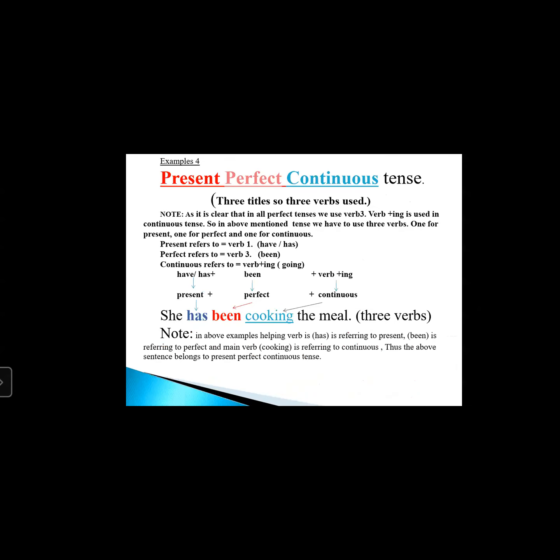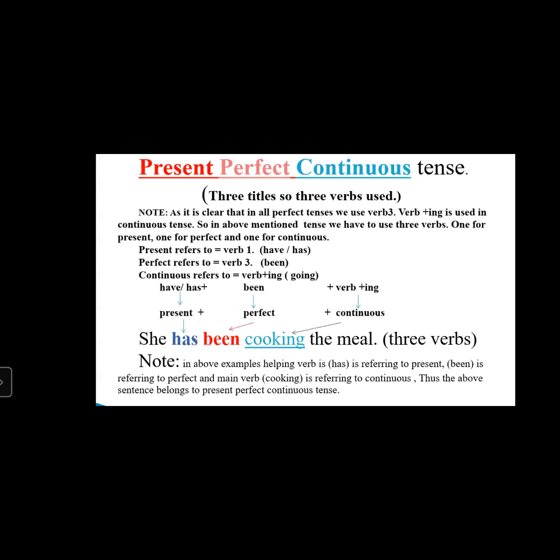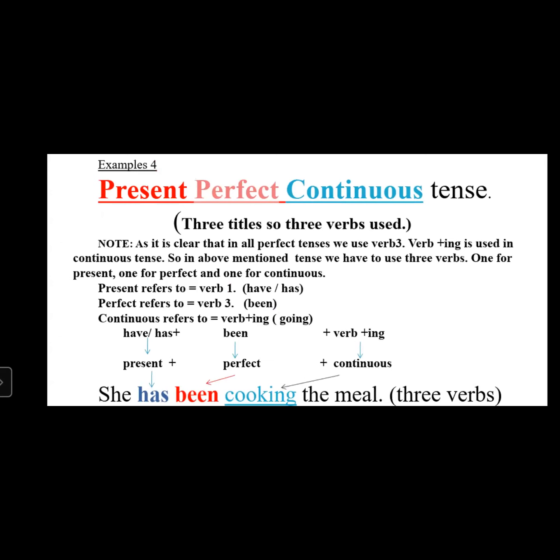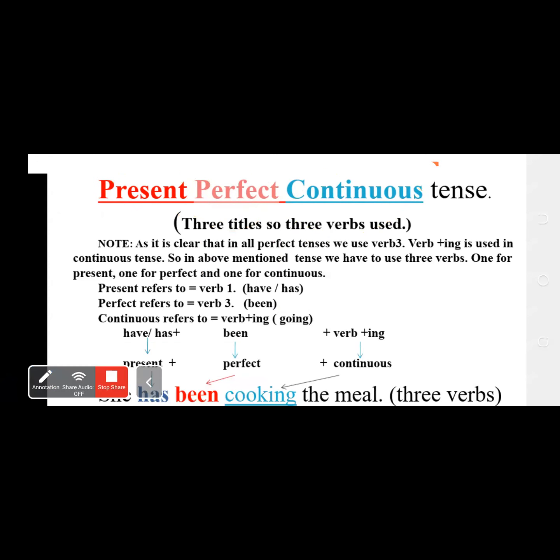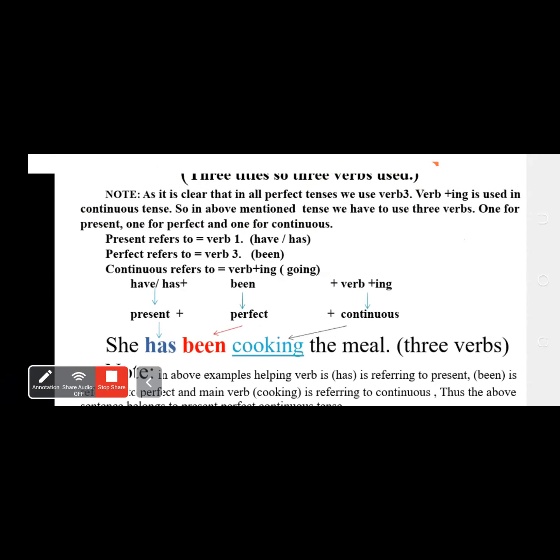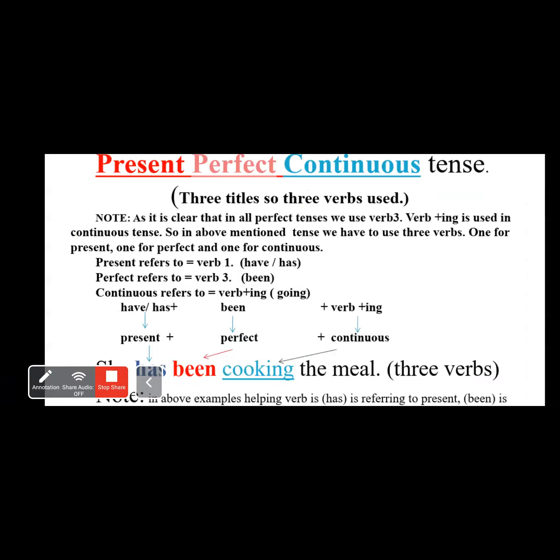Now here we go for present perfect continuous. तो यहाँ पर हमें किन किन verbs की जरूरत होगी? We will need three verbs: one for present, one for perfect, and one for continuous. तो continuous के लिए तो already automatically हमारे पास verb ing है. We directly have ing.